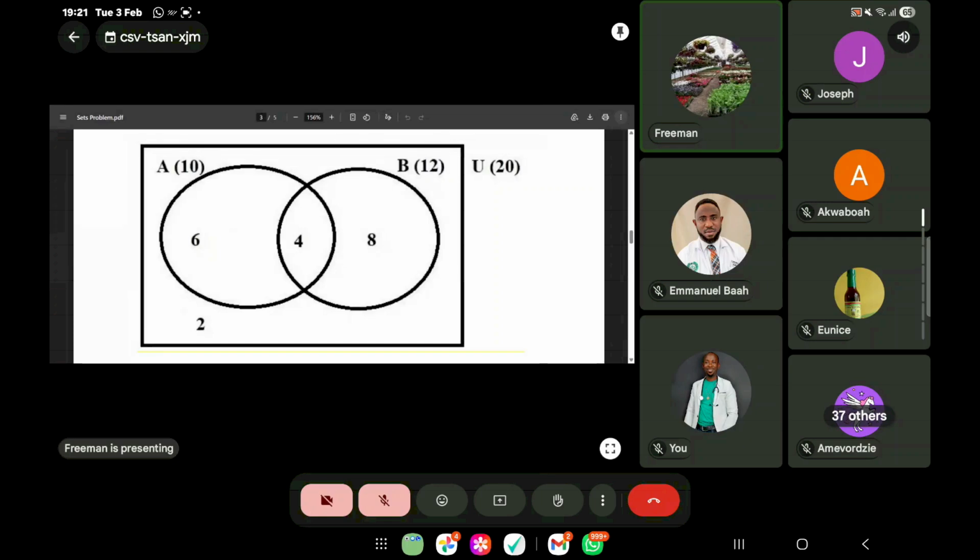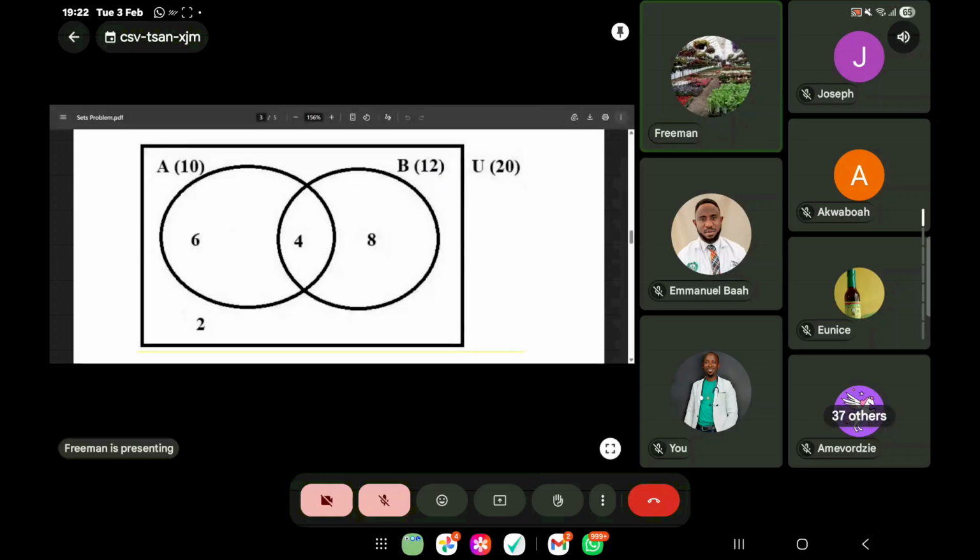Now, we have 6, we have 4, making 10. We have 8, making it 18. Then we have 2, making it a 20. These are the figures we add to get the universal set. At any point, any of these numbers can vanish, and you'll be asked to find the missing value.